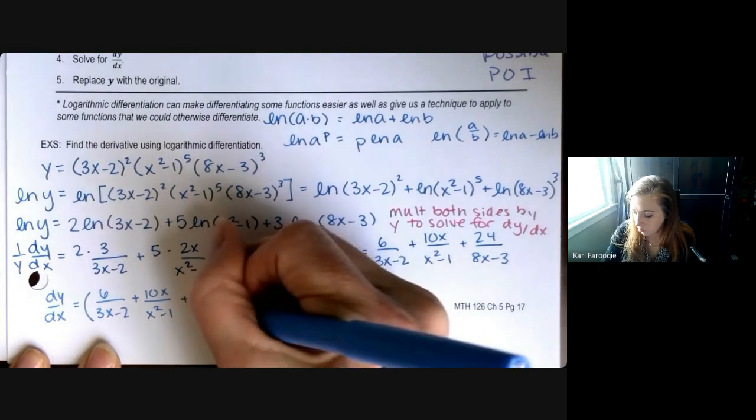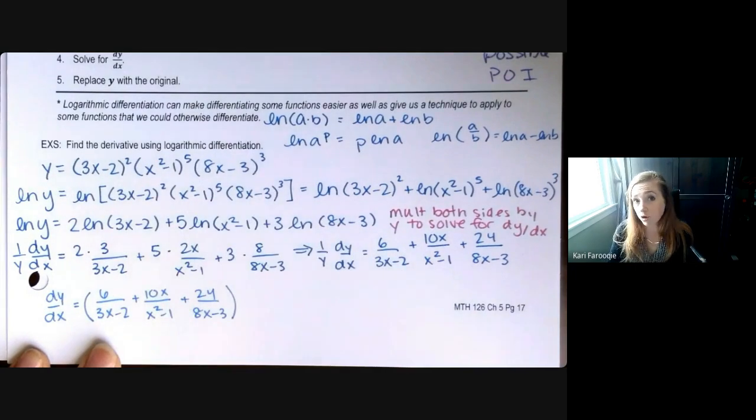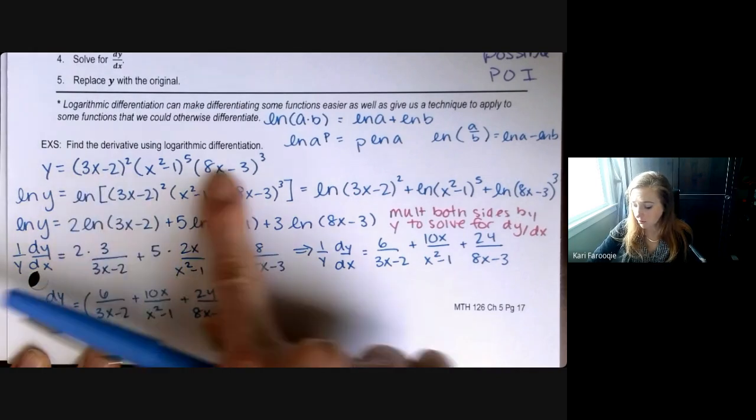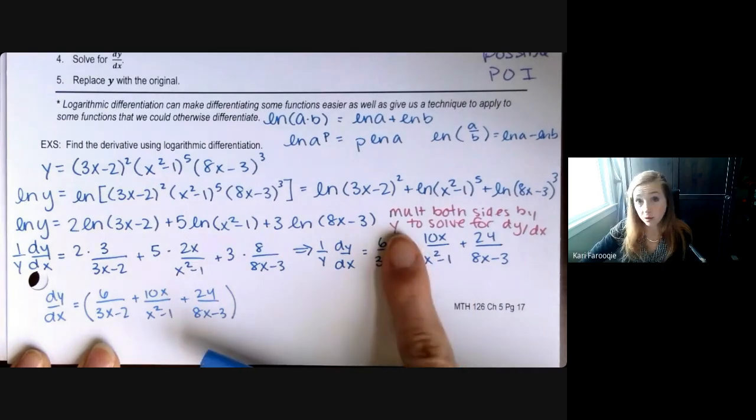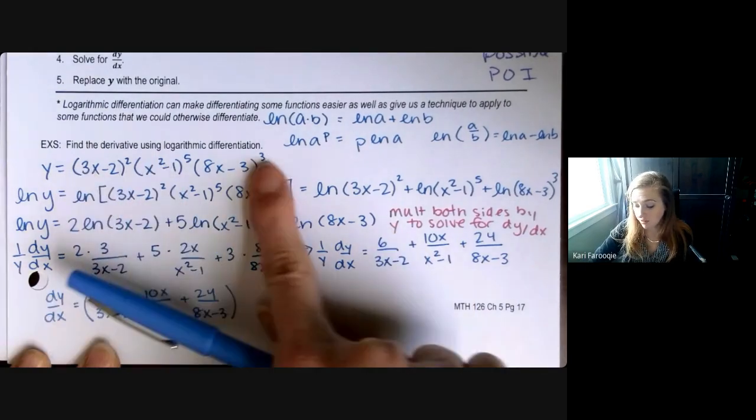For 8x minus 3, and multiply it by y. And if you're like, what do you mean multiply by y? I don't mean just y, because then you'd have an expression in y and x, and I don't want that. I want dy/dx. So I'm going to take my y and sub it out with this original. So when I say multiply both sides by y, I mean this thing.